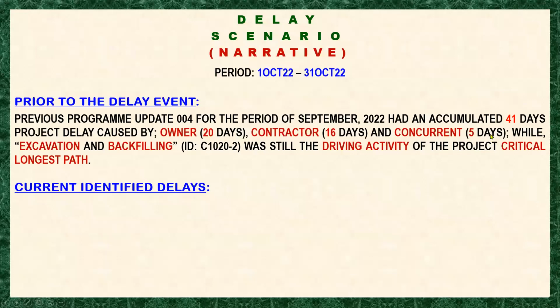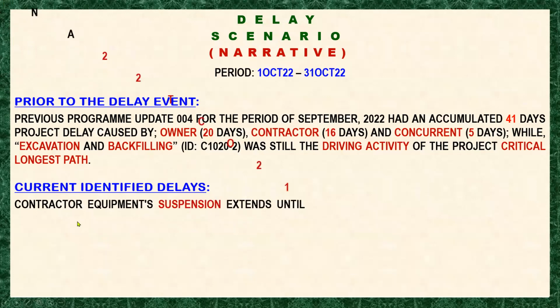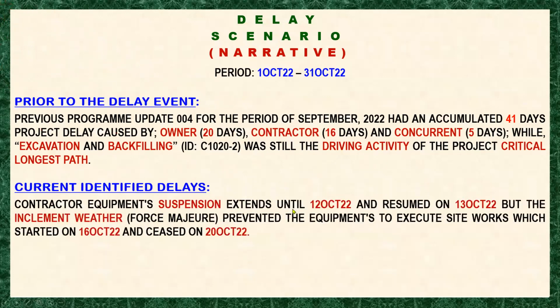Now our currently identified delay is that the contractor's equipment suspension extends until the 12th of October. In the previous month, there was a suspension of maybe 10 days or 5 days for the contractor's equipment, and it extends into the current month until the 12th of October, and resumed on the 13th of October.